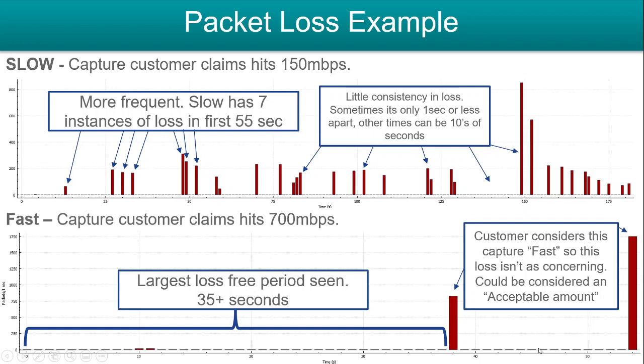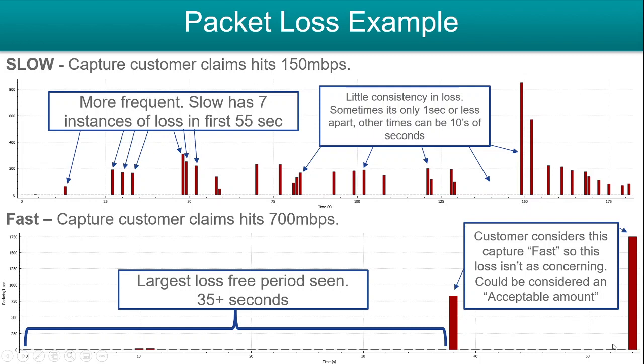So even my fast packet capture had retransmissions and duplicate ACKs, but that's working. The customer doesn't care about that one, so I'm going to essentially discard them. But then let's look at our slow capture. What am I seeing? I have it all called out here. The loss is much more frequent.